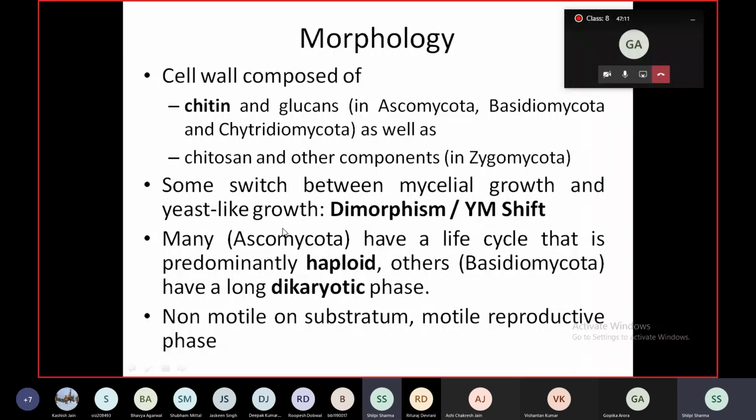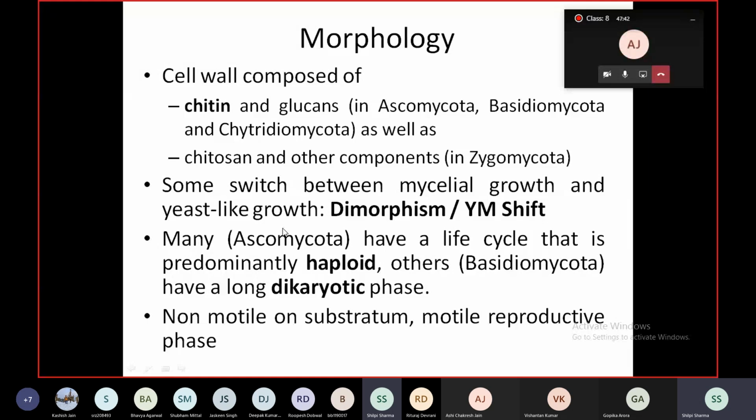N-acetylglucosamine. Now, can anybody tell me where you came across N-acetylglucosamine? Yes, Ashi? Ma'am, in the phospholipids. Sorry, in the peptidoglycan. It is used in peptidoglycan. Correct. Cell wall. There were NAM-NAG residues, N-acetylmuramic acid and N-acetylglucosamine. So chitin is also made up of, it's made up of only the NAG residue, N-acetylglucosamine.